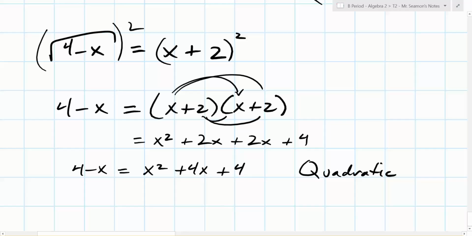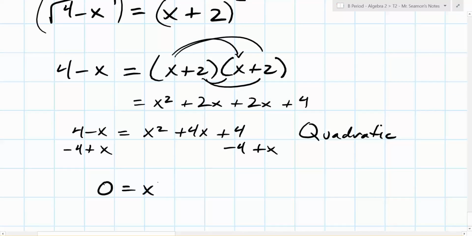Put together your common factors. Yes, and then what? Factor. Before you factor it, you have to make it equal what? 0. It has to equal 0. So let's subtract 4 and let's add x to both sides. So what do we get? 0 equals x squared plus 5x. That's it.